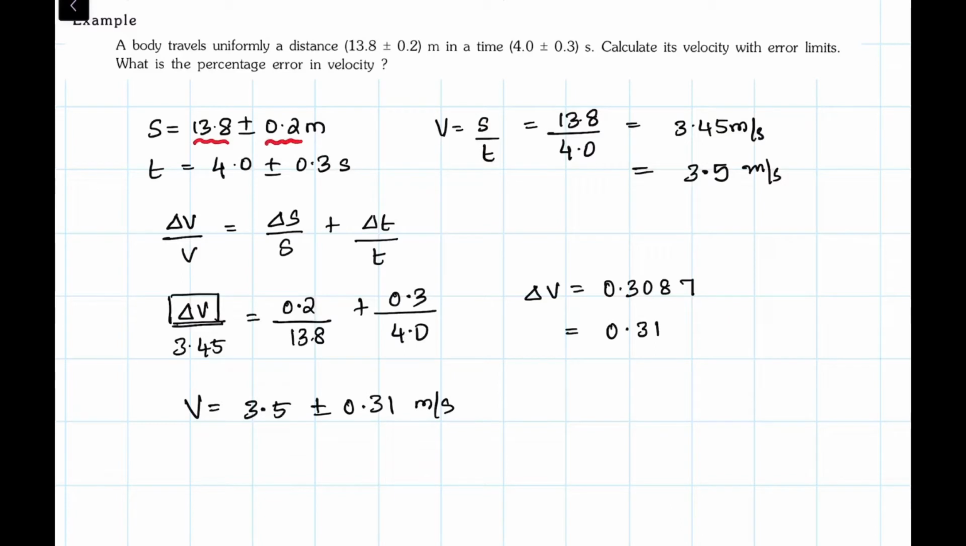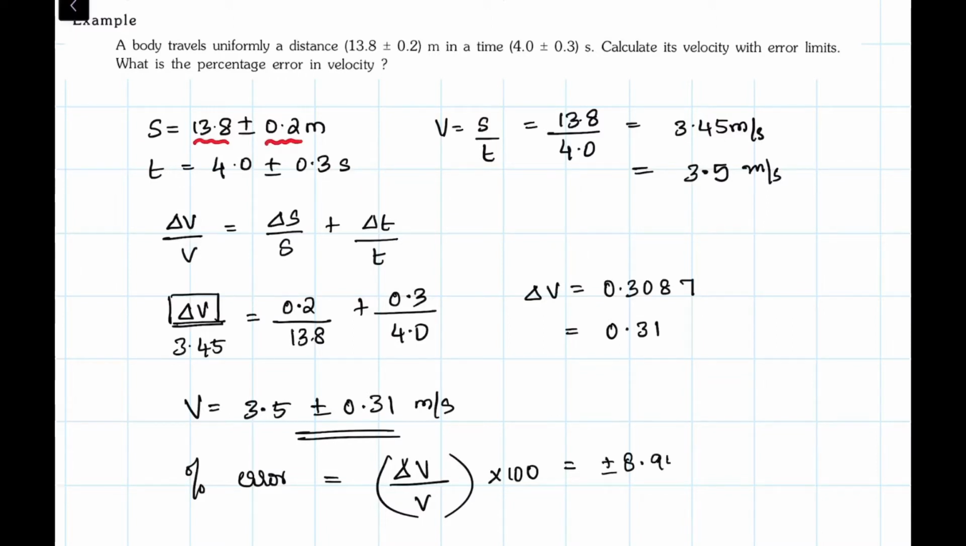Okay, that is the velocity part, and then comes the percentage error in the velocity. Percentage error will be equal to delta V by V, that is relative error, which is delta V by V into 100. If you do that calculation, you get an answer which is plus or minus 8.95 percent, which you can round up to plus or minus 9 percent. That's the percentage error.